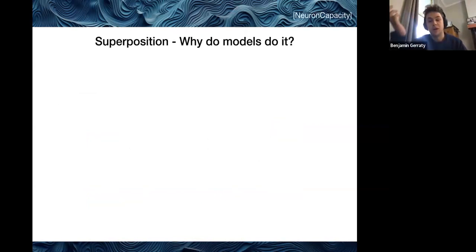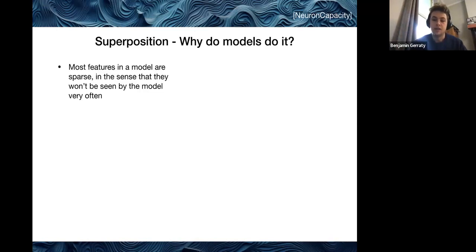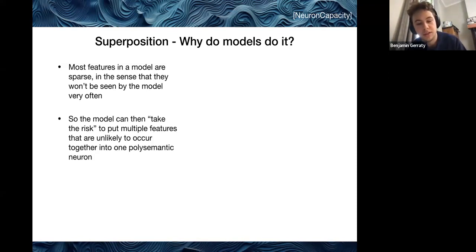So that's mostly why they do it, is they need to get the information to the end of the network. But there's also the fact that if the features we see are sparse, meaning they don't occur very often, then the model is more happy to take the risk of shoving multiple features into one neuron, because it's like, well, I've got space for it. Why would I dedicate this whole neuron to just doing one thing? If that one thing doesn't occur very often, I might as well accept the tiniest decrease in performance to shove multiple things into that and let it do multiple jobs.